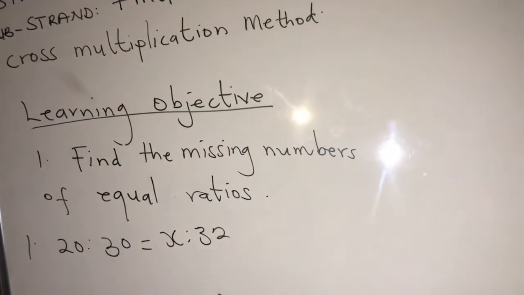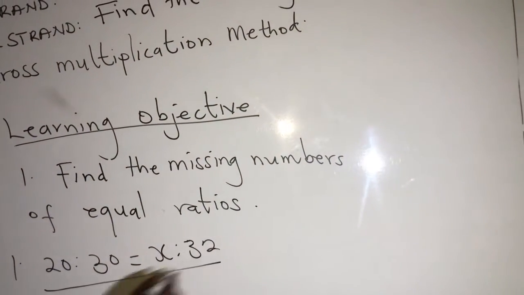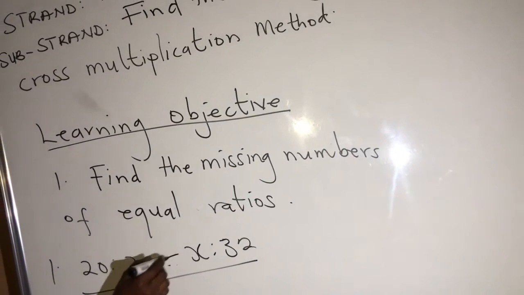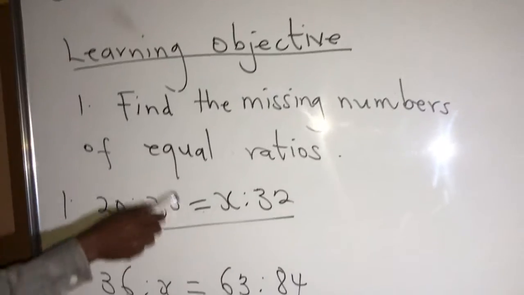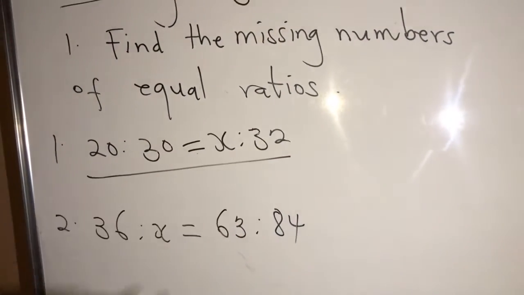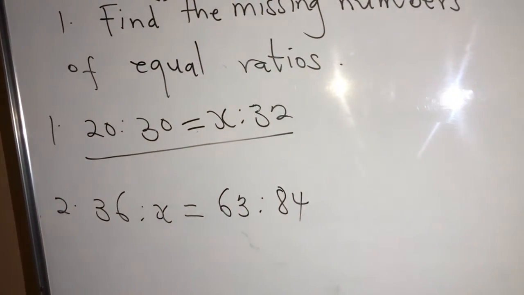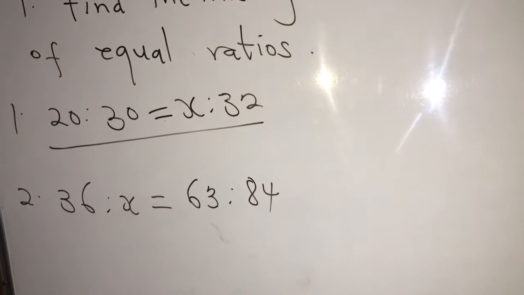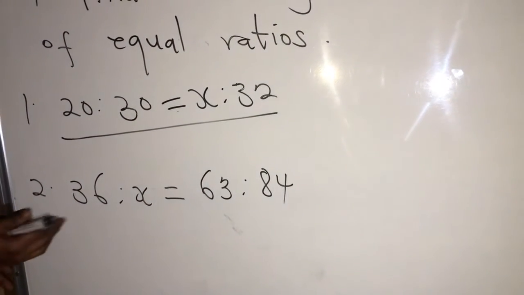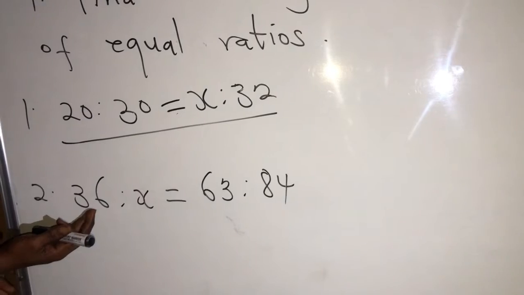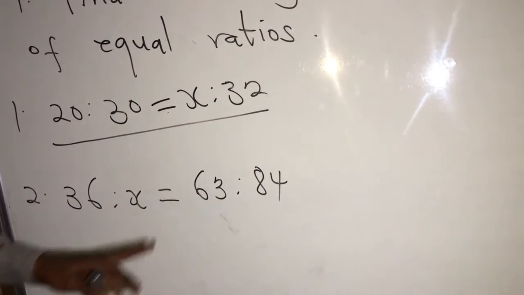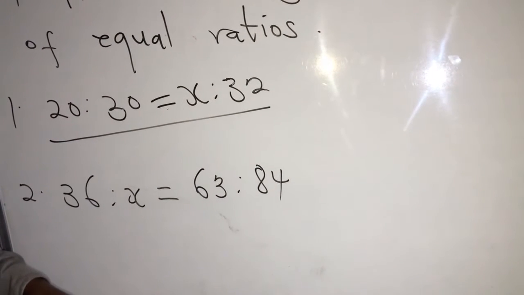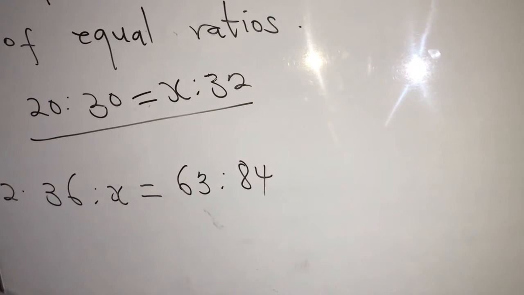Now, looking at the ratios here, this is an equal ratio. We have the equal sign here, which means the number here and this one are the same, or equal. So we call it an equal or equivalent ratio. We also have 36 is to x, equals 63 is to 84.